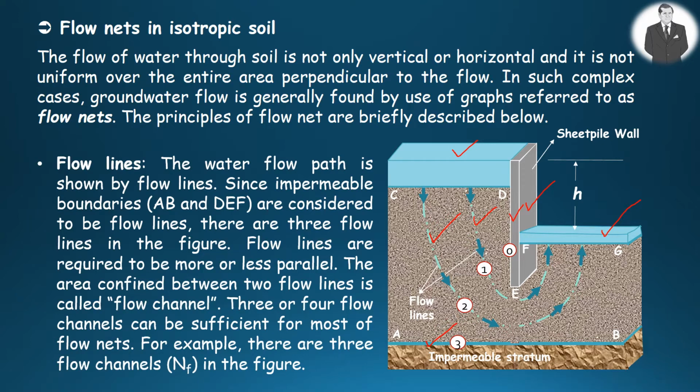Flow lines need to be drawn more or less parallel to each other, and the area confined by two flow lines is called a flow channel. Three or four flow channels can be sufficient for most flow net constructions. For example, there are 3 flow channels in the figure.